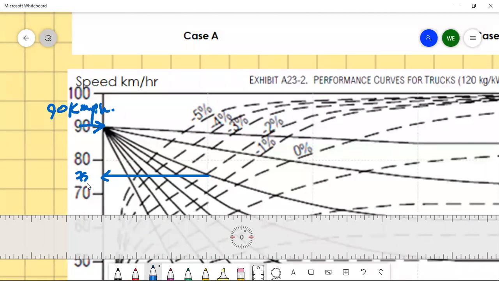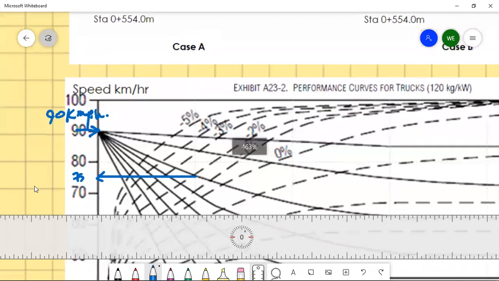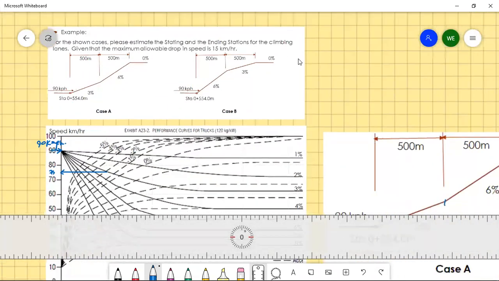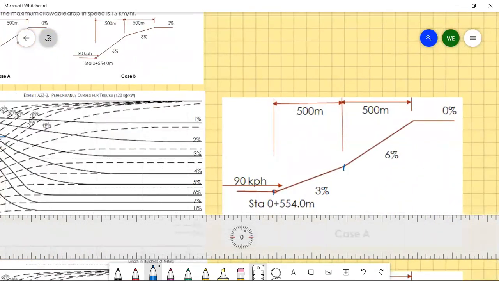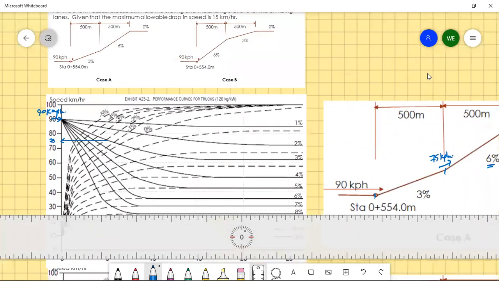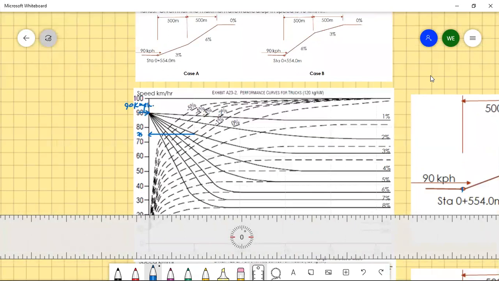so that's basically 75. So what does this mean? This means the exiting speed from that segment is going to be 75 kilometers per hour. Okay, so that means the entry speed for the second segment, the 6%, is going to be 75. So now we are going to drop. I'm going to just change the color, and we are going to enter on the 6%. The 6% is here. So that's the entry.